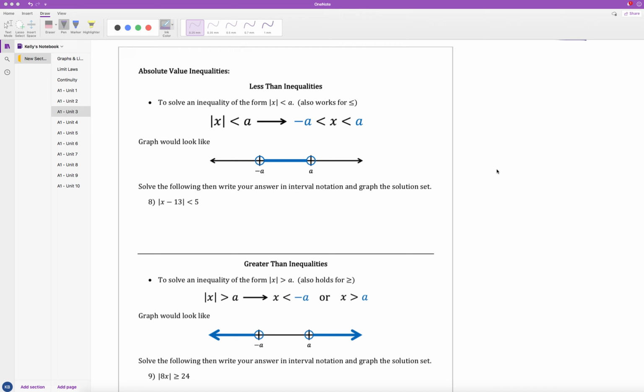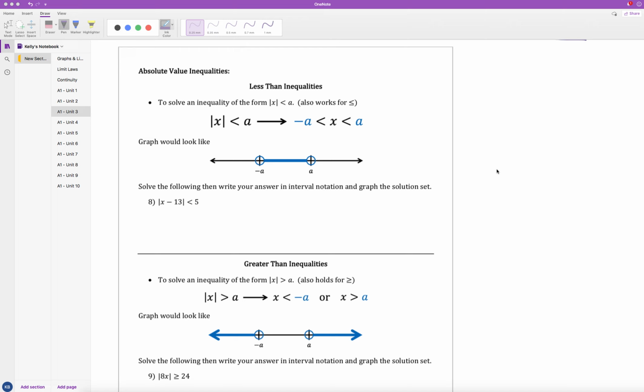We're finishing off our last video in Unit 3. We're in Learning Target 3C, which is all about absolute value equations and absolute value inequalities. So in our last video, we talked about how to solve an absolute value equation, and in this video, we'll focus in on how to solve an absolute value inequality.